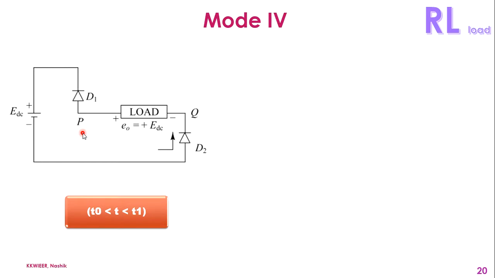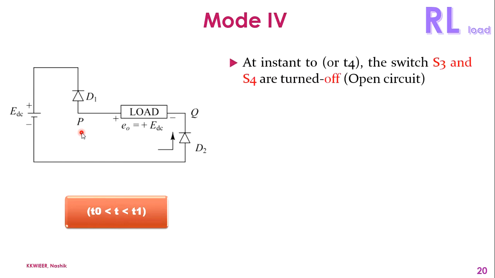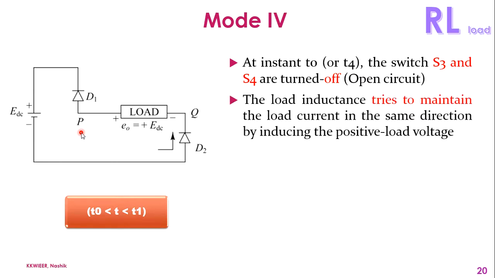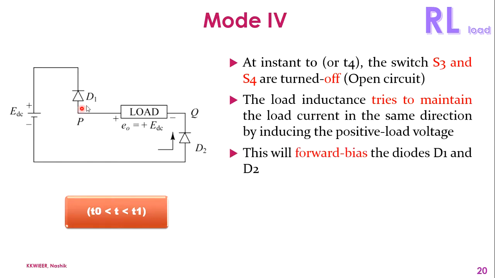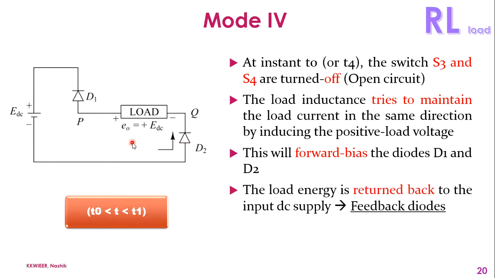And in the fourth mode, that is the last mode, either you can take T0 to T1 or T4 to T5. In this case, the switches S3 and S4 are turned off. The load inductance tries to maintain the load current in the same direction by inducing the positive load voltage. This will forward bias the diodes D1 and D2. The load energy is returned back to the input DC supply by these feedback diodes.